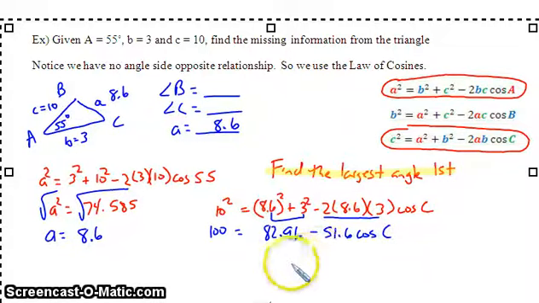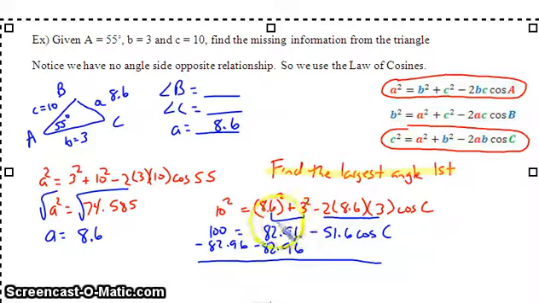A common mistake that students will do is they'll try to subtract these two from each other. You can't subtract these two from each other because this has a variable with it. It has the cosine of C. So the next step in solving is to move over this 82.96. And again, I see it happening all the time, that they'll look at this and try to get a number for all of this and then times it by the cosine of C, and you just can't do that. So when I subtract this to move it over, I end up with 17.04 equals negative 51.6 cosine of C.